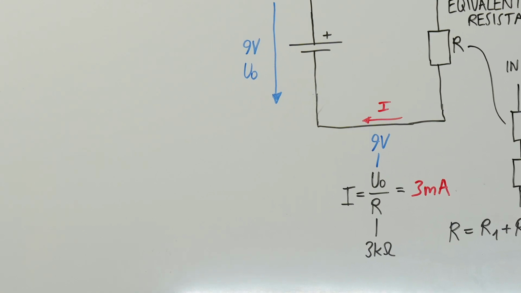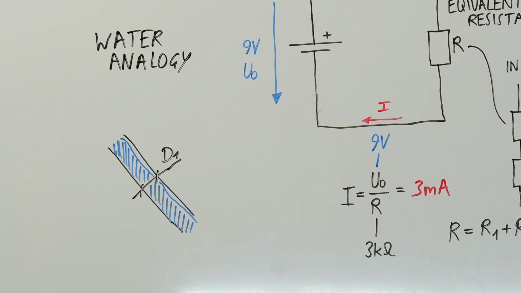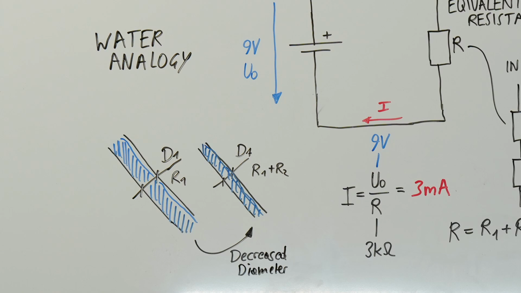In our water pipeline analogy, the resistance is analogous to the diameter of the tube. If we add a second resistor in series to the first in our circuit, we increase the total resistance and as a result decrease the current. Similarly, decreasing the diameter of the pipe in our analogy would increase the resistance to water flow, just as adding a second resistor increases the resistance in an electric circuit.